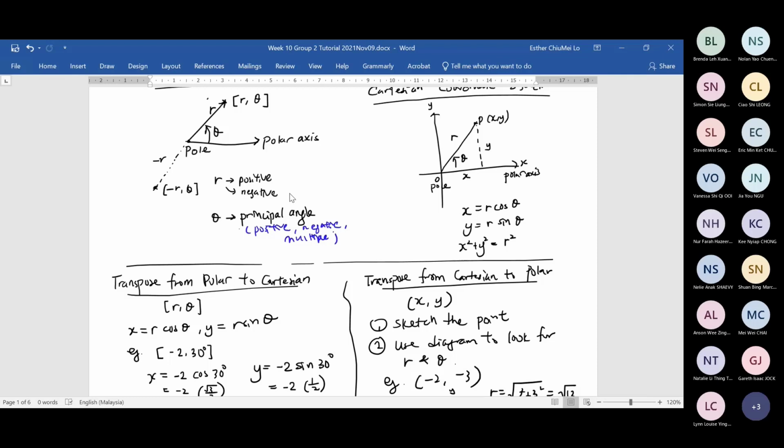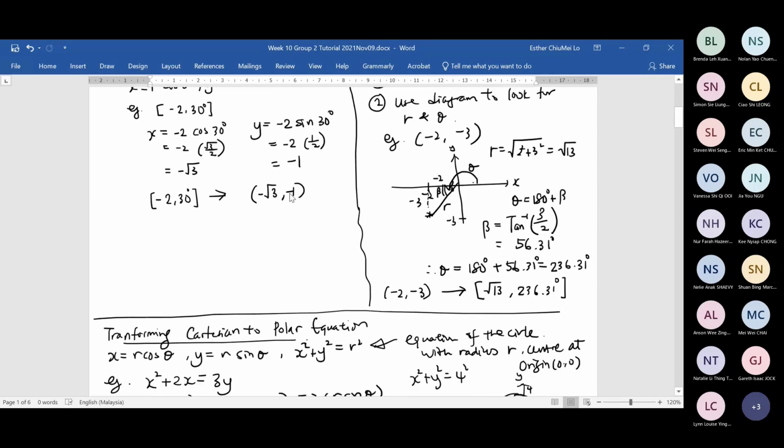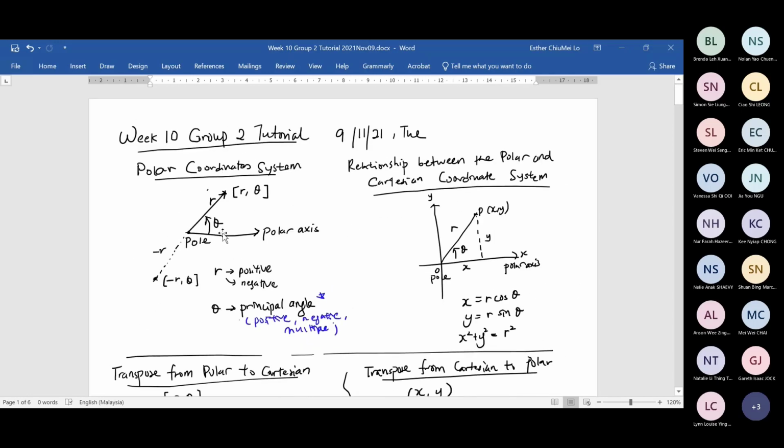So just take note here, but you have to make sure that the theta here is the principal angle. So you might want to check what the principal angle is. They measure from the positive x-axis, or we call it the polar axis if it is polar form.